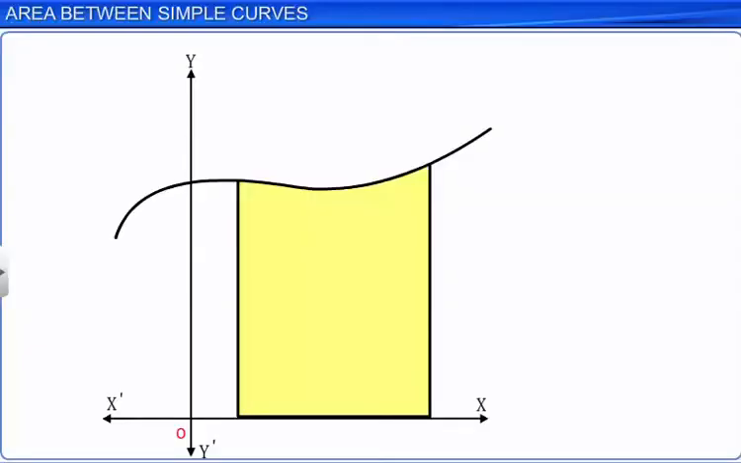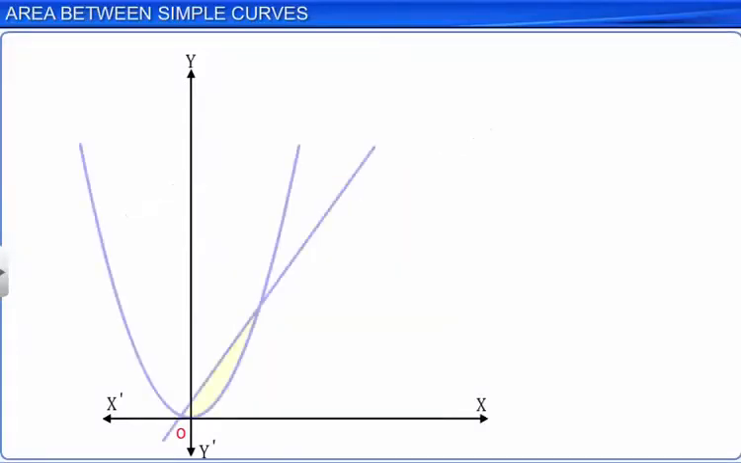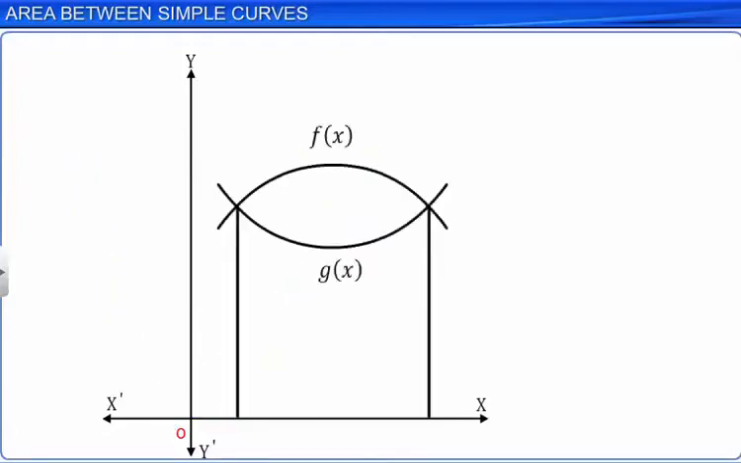In earlier modules, you learned to calculate the area under simple curves and the area of the region enclosed between a curve and a line. In this module, let's see the procedure to find the area of the region enclosed between two curves. Consider two curves f of x and g of x. Let's find the area of the region enclosed between these curves.